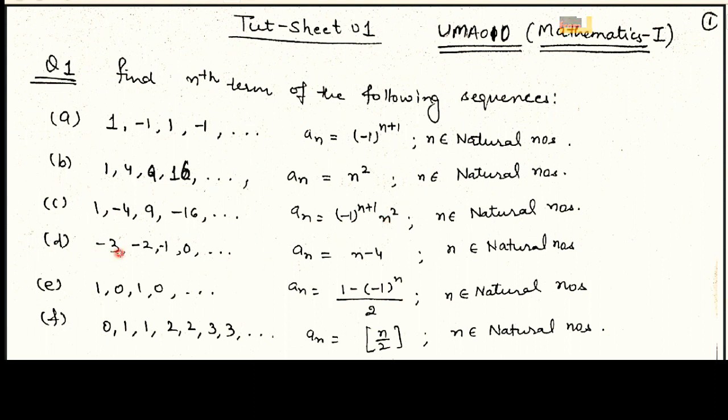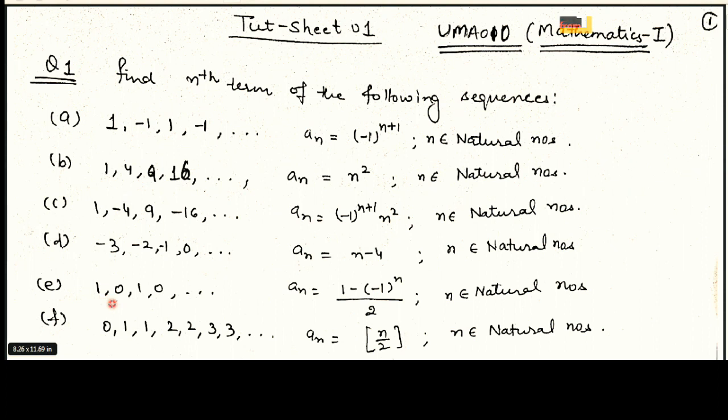Now just see the D part. Here in the D part you have the sequence as minus 3, minus 2, minus 1, 0, 1, 2, 3 and so on. So the nth term will be n minus 4. When you put n to be 1, you will have the first term, which is a1 equal to 1 minus 4, which is minus 3. When you put n to be 2, you will have 2 minus 4, which is minus 2 and so on.